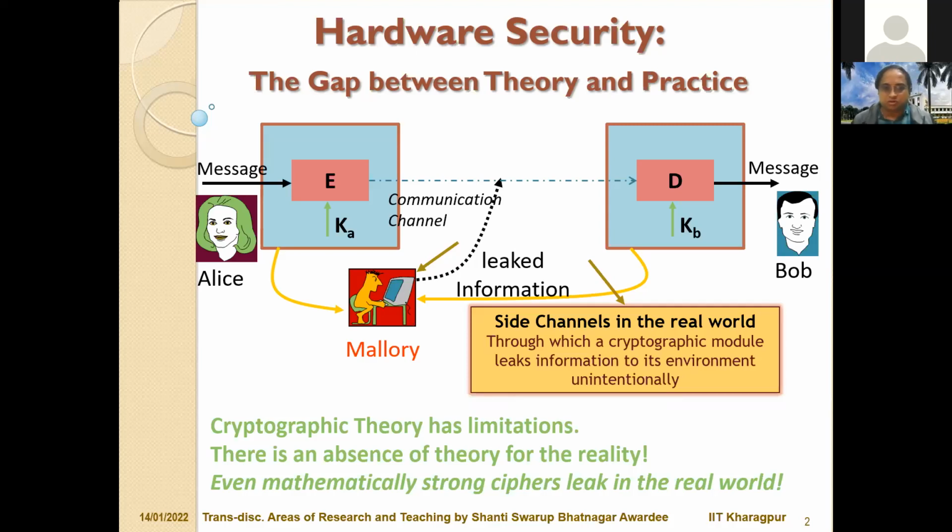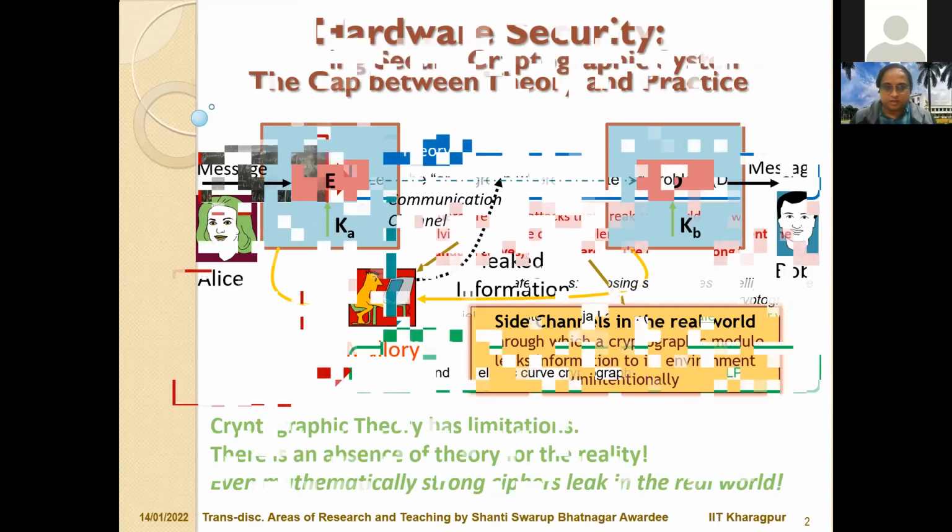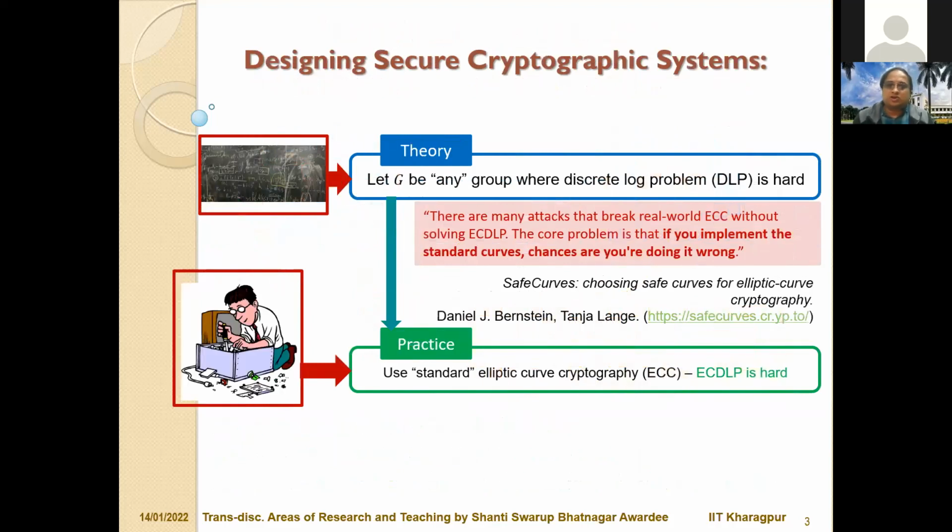Actually, it could be the sound that is created by your computing system that is continuously revealing some information on the computations. Because of which, the entire theory of crypto algorithms can fail if they are not properly implemented. So this journey of designing secure cryptographic systems can be nicely understood by this example.